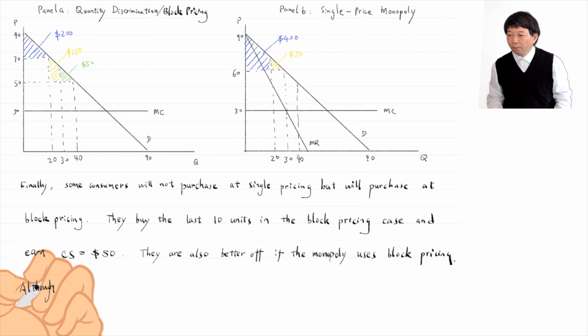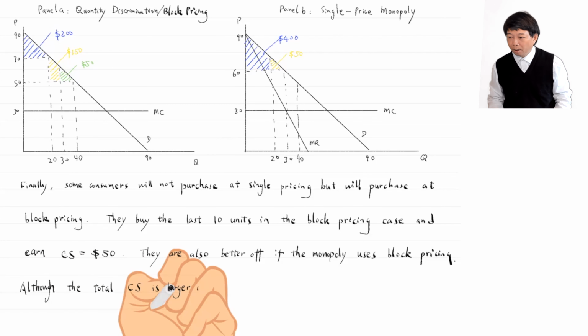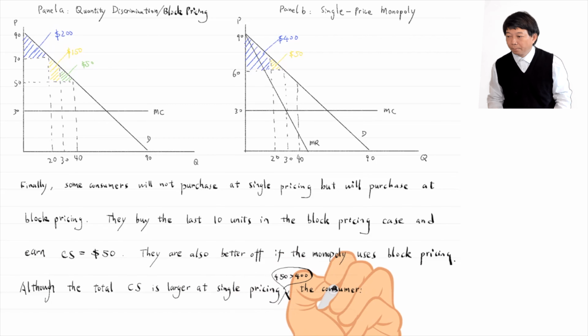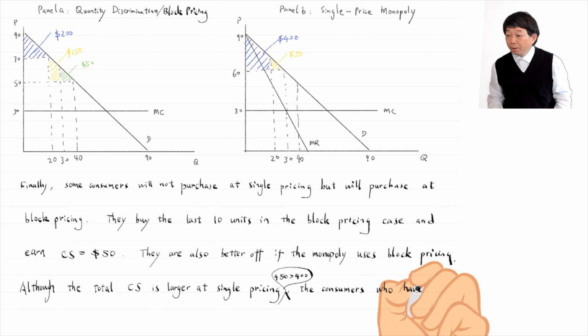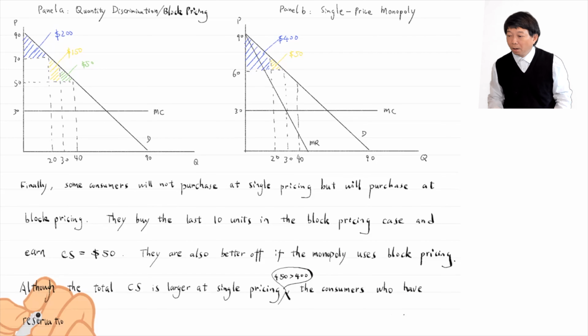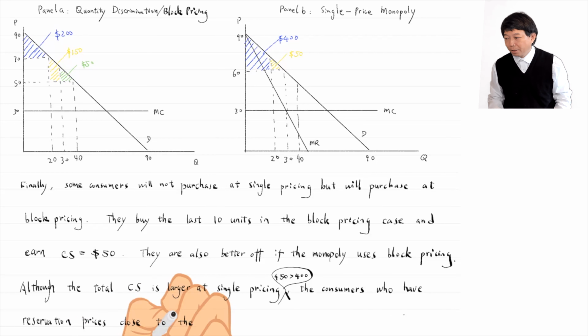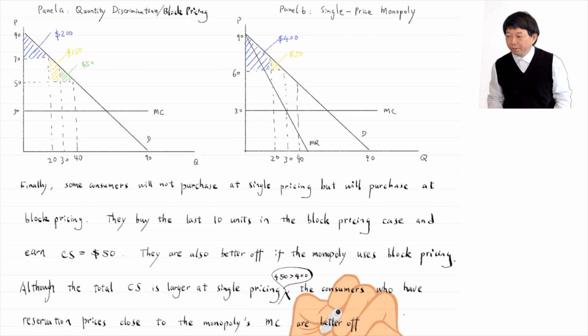Although the total consumer surplus is larger at single pricing, the consumers who have reservation prices close to the monopoly's marginal cost are better off at block pricing.